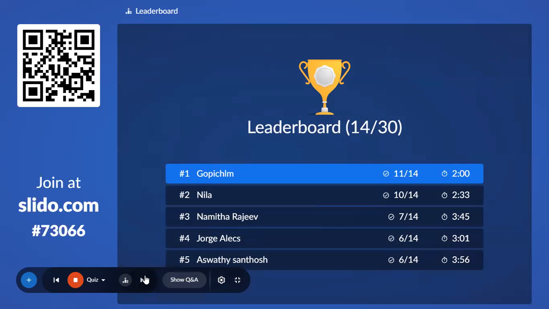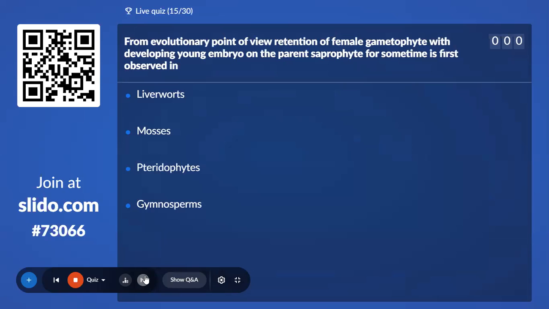Moving on to the 15th question. From an evolutionary point of view, retention of the female gametophyte with the developing young embryo on the parent sporophyte for some time is first observed in: liverworts, mosses, pteridophytes, and gymnosperms. Due to the lack of time, I'm reading it fast, so you can view it on the screen.